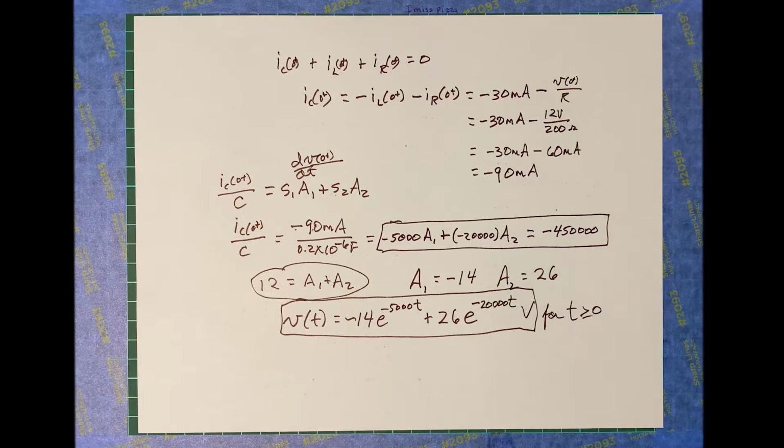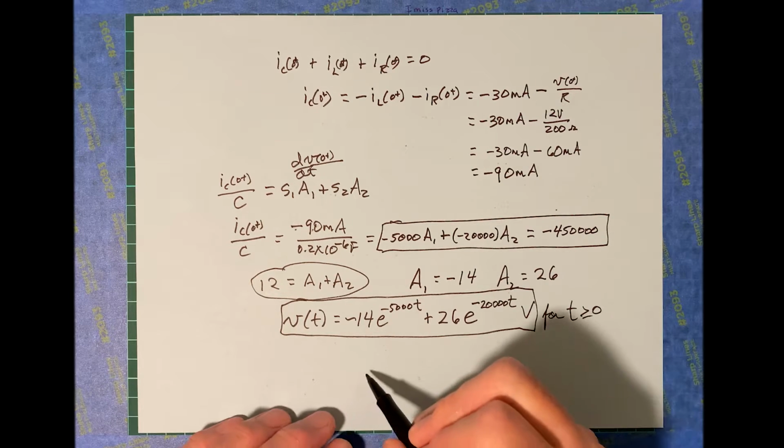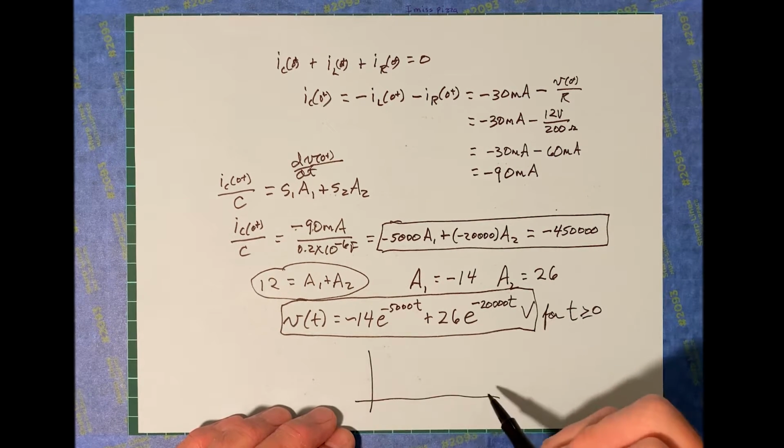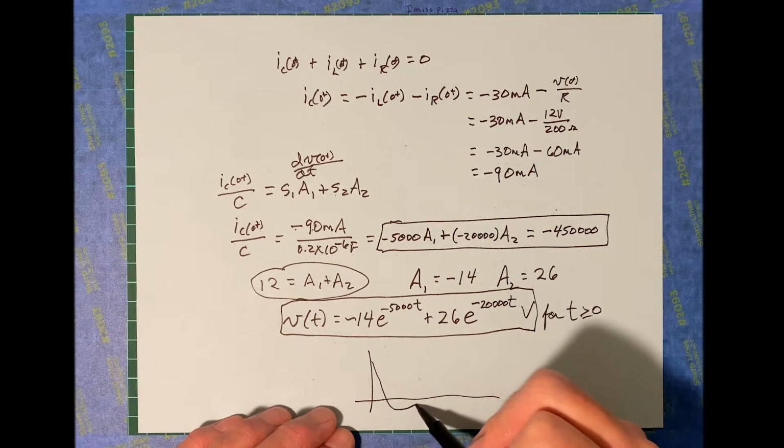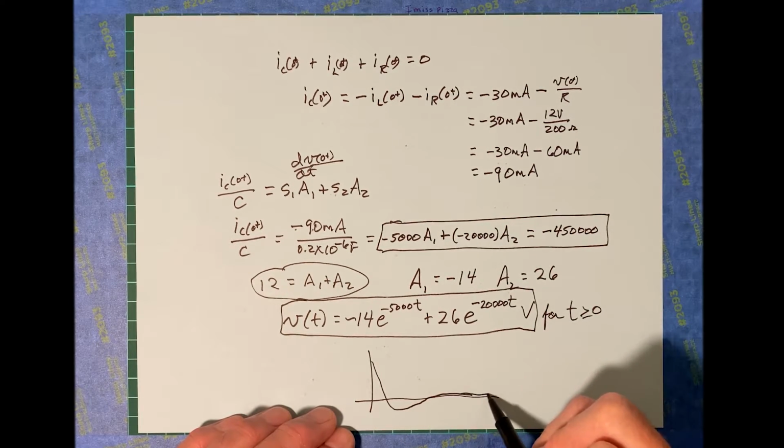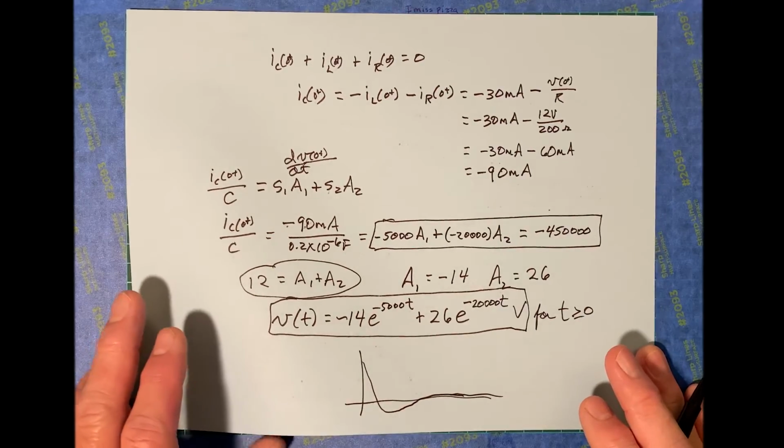Okay, so we worked that case. That is the natural response for the overdamped case. If you were to graph that, it looks something like this. It goes down and then reaches 0 in the limit. Okay, so that's what it looks like.